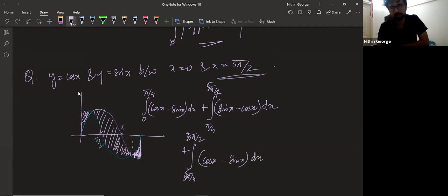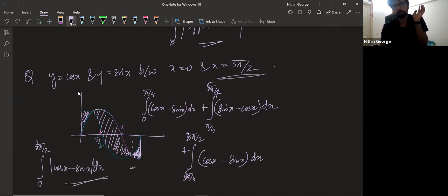dx. All right. So basically what we did was from 0 to 3 pi by 2, we went for mod of cos x minus sin x dx. Okay, this is what we did basically. This broke down into 3 different parts. I hope you guys got this.